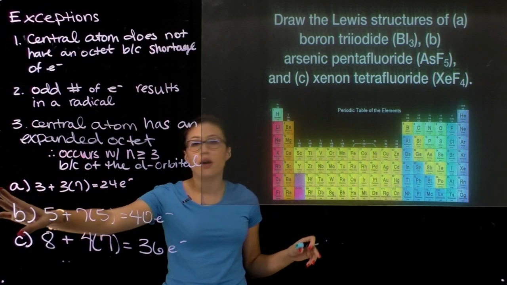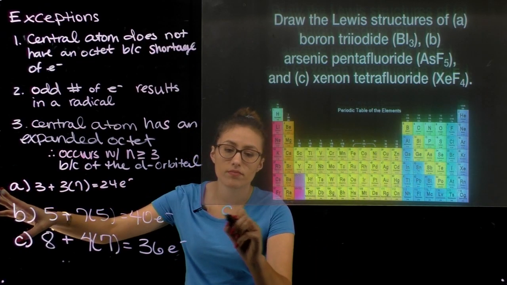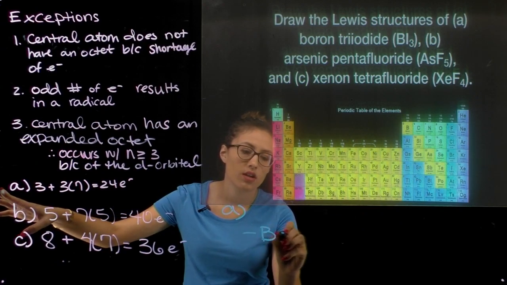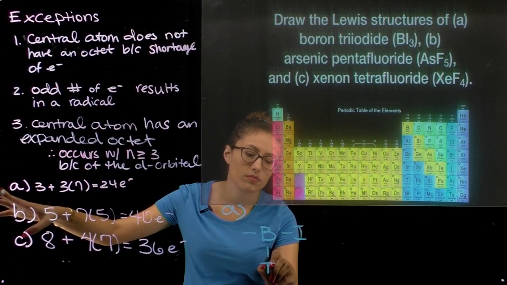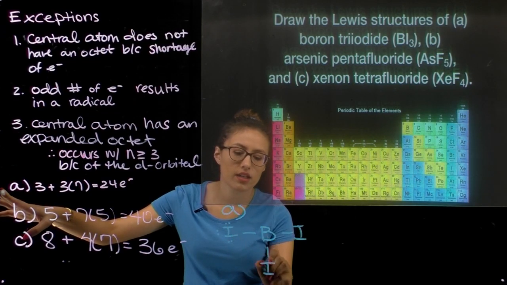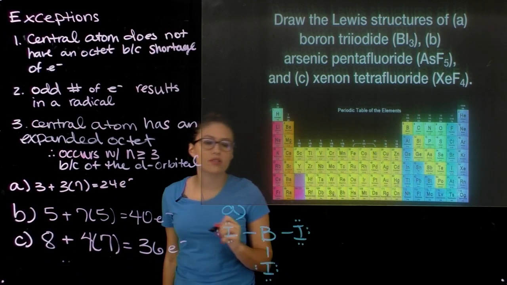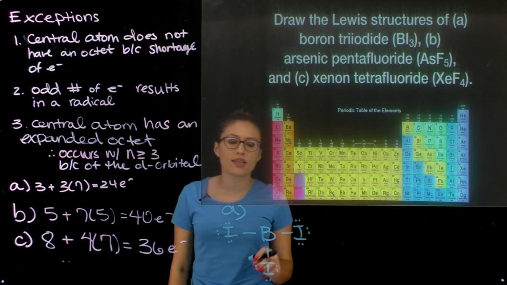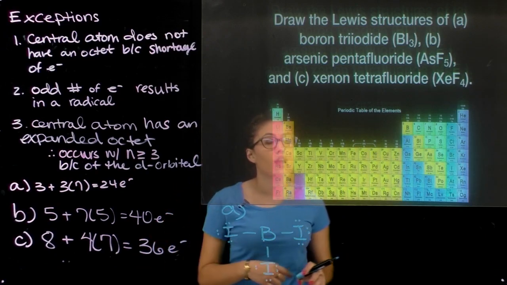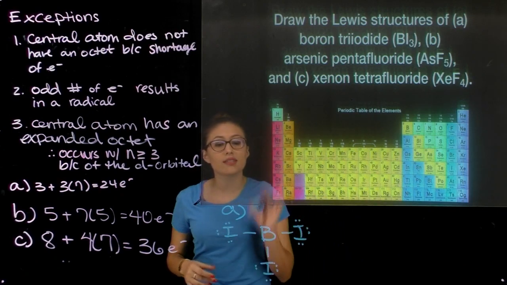So for boron triiodide, we have 24 electrons to distribute. My central atom is boron. I form my skeletal structure, and then I distribute all my electrons. Once I do that, I'll get a structure that looks like this, and this is the correct structure. You will not complete the octet for boron, so 2, 4, 6. And the reason why is because this is stable.